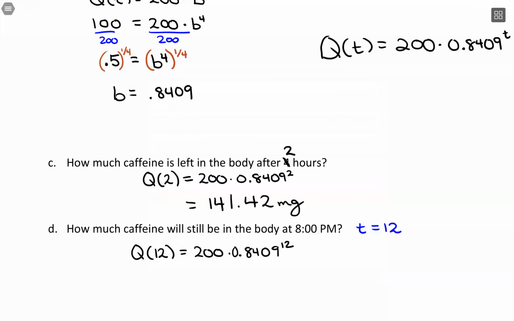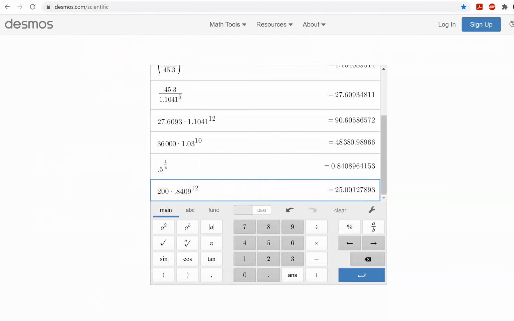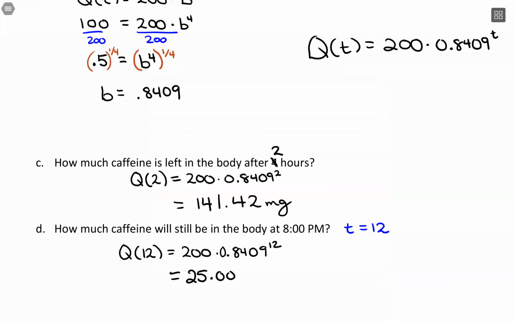Again, with these word problems, I could write it exact here, 25.0013. So I could show the calculation and have that exact value, but when I make my sentence, I could round and just say about 25 milligrams. So you can show your exact work as you're solving, but then when you make the sentence, round to what makes sense.